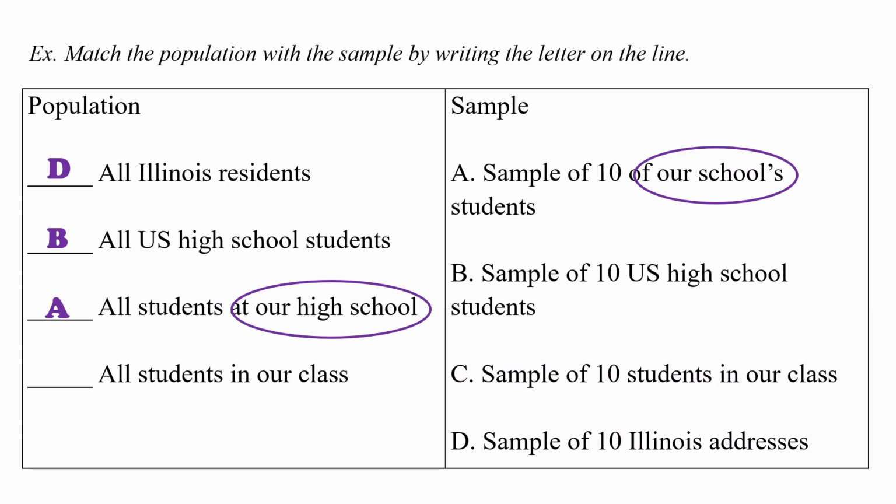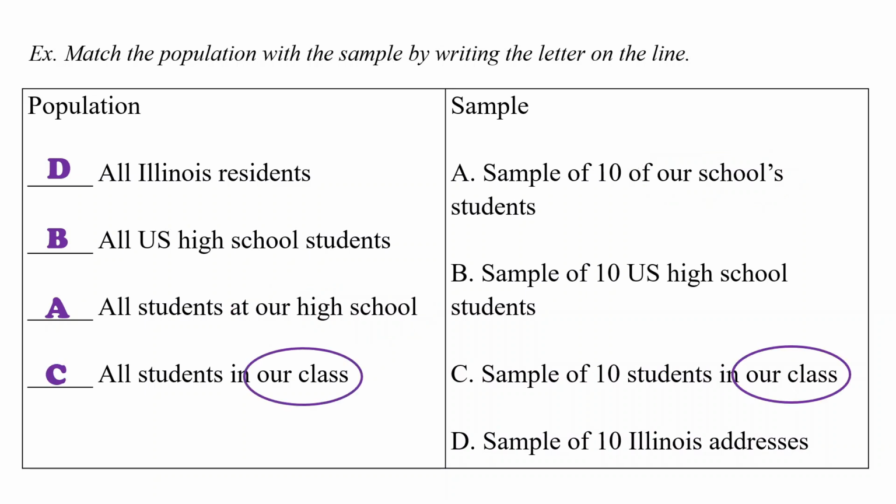So if our population is all students at our high school, we want our sample to reflect all possible students at our high school. And then last, if our population is small, and let's say we just care about the students in our class specifically, then we can take a sample of 10 students in our class. That would be an appropriate sample to take that represents that population.